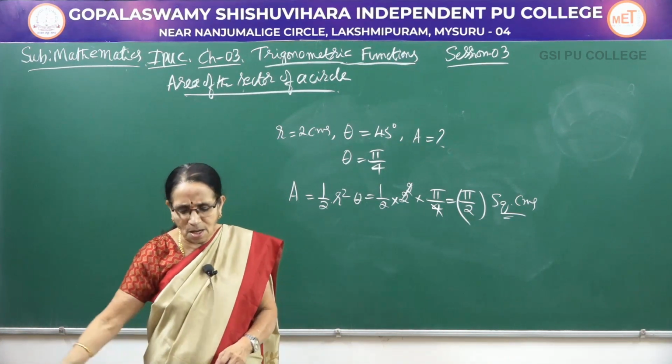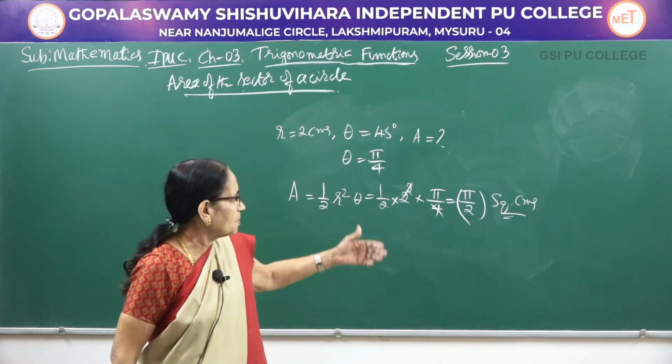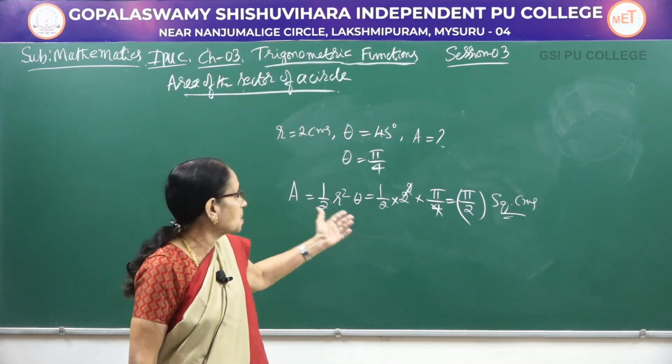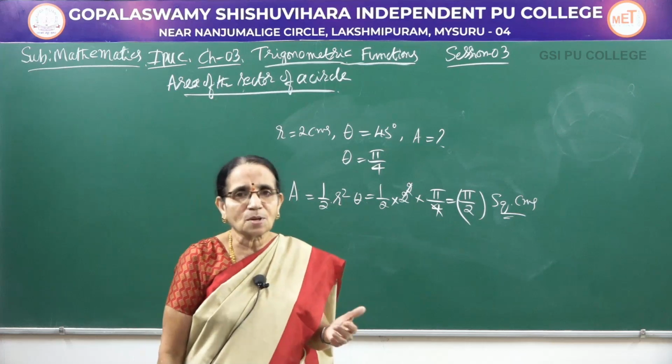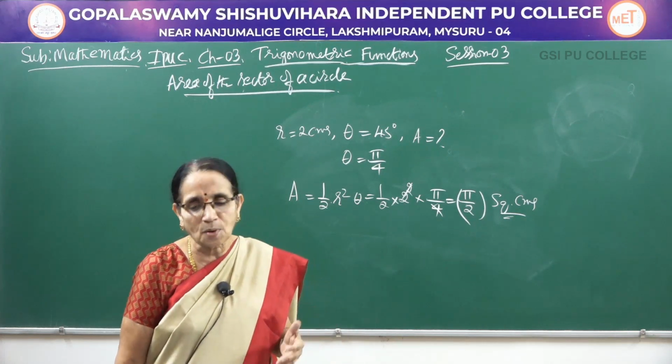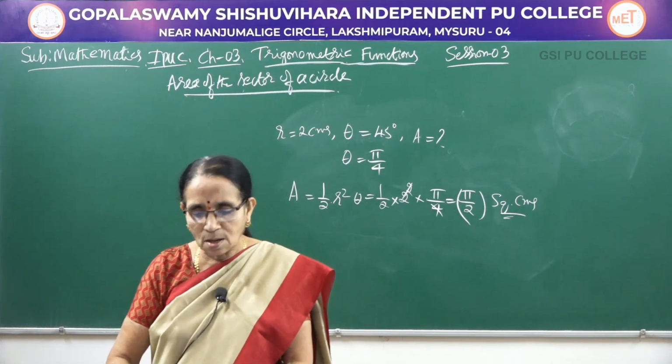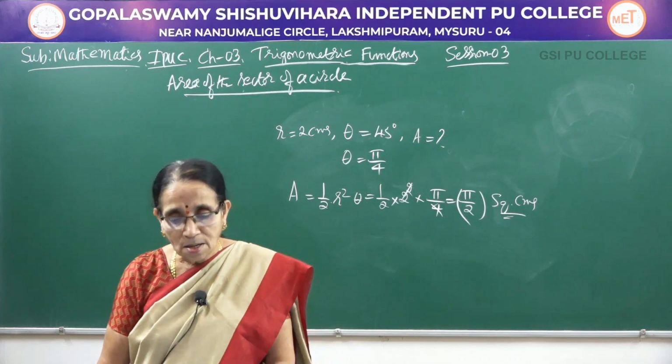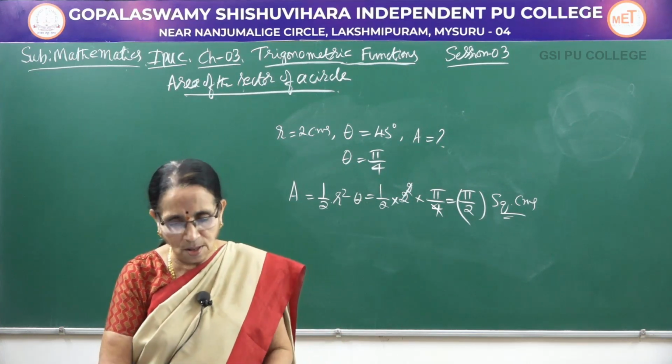You need not write pi as 22 by 7, you can keep the answer as it is, because you know that when we write the area of the circle we write it as pi r square. So, that pi can be used here also when you get the area of the sector of a circle.